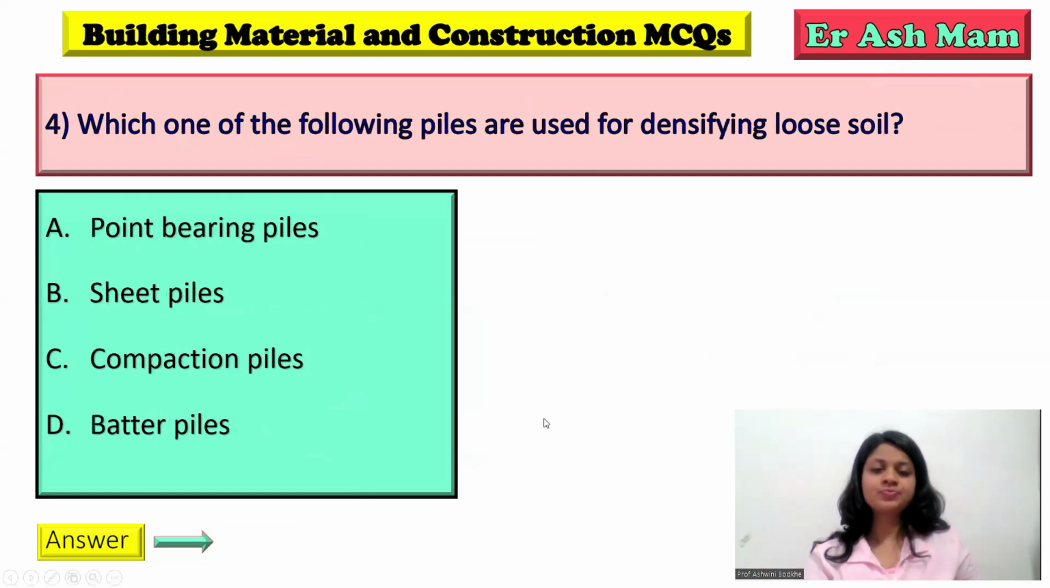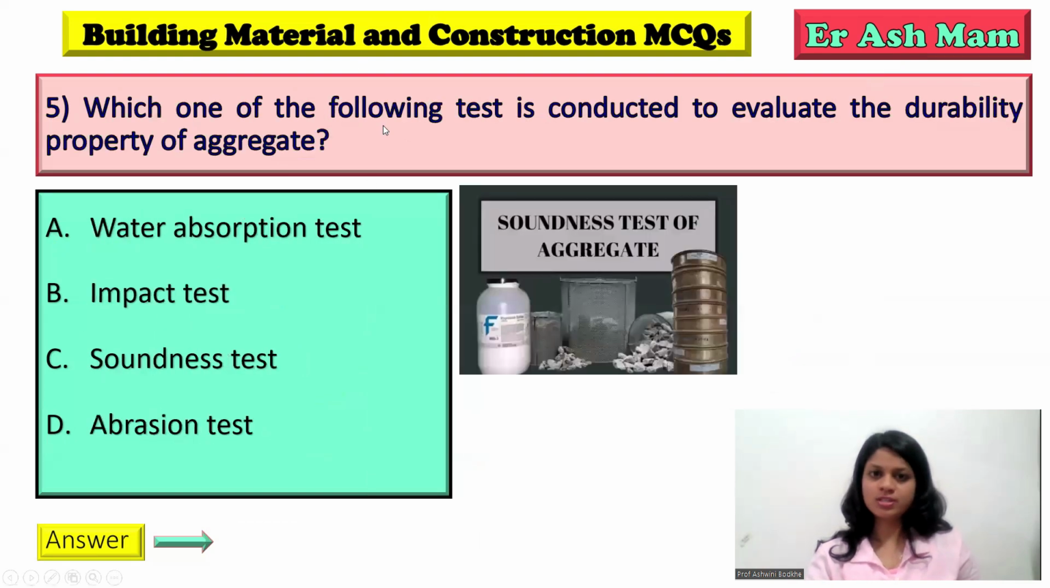The crushing test. Next one is, which one of the following piles are used for densifying loose sand? The answer is C. Compaction piles are used for densifying loose sand.